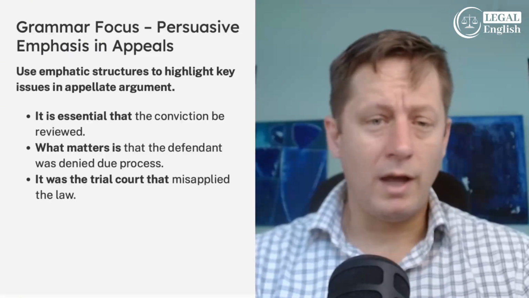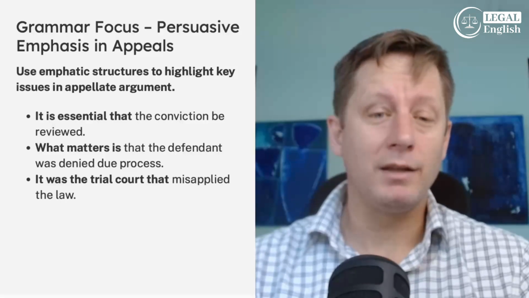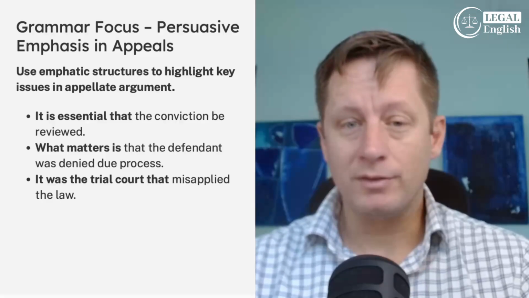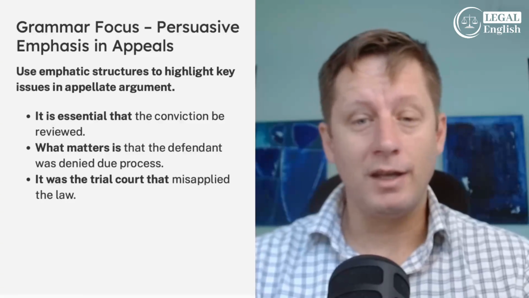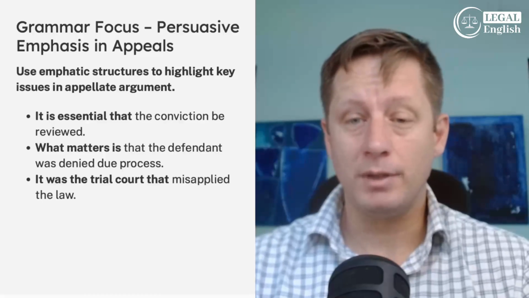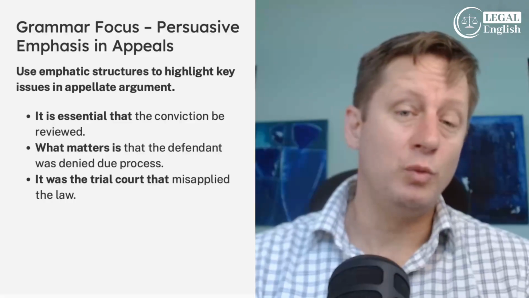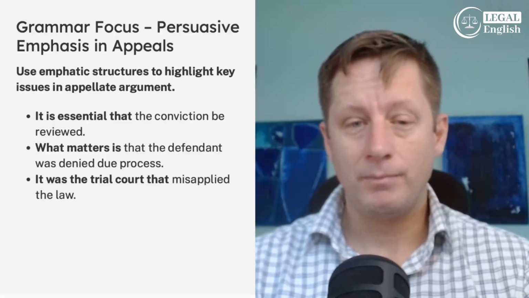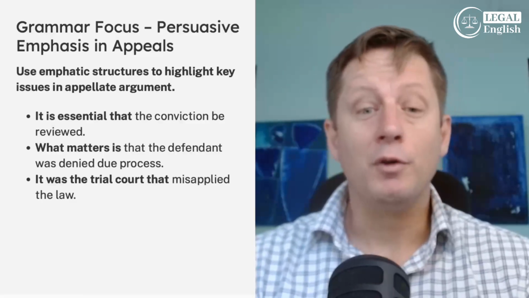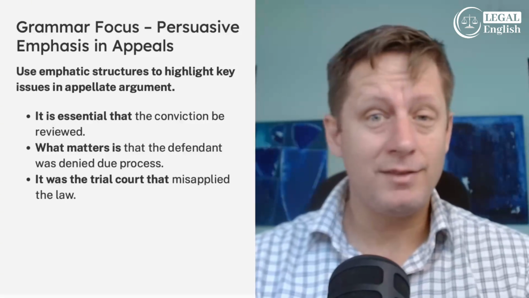In appellate courts, every word must count. Lawyers can't simply retell the trial. They must highlight the most important legal errors. This is where emphatic structures give arguments weight and focus. Instead of saying "the conviction should be reviewed," you can say "it is essential that the conviction be reviewed." This adds urgency and authority. Or instead of saying "due process was denied," you can say, "What matters is that the defendant was denied due process." And for maximum precision, "It was the trial court that misapplied the law, not the jury."